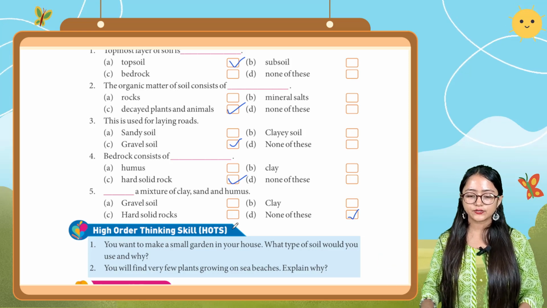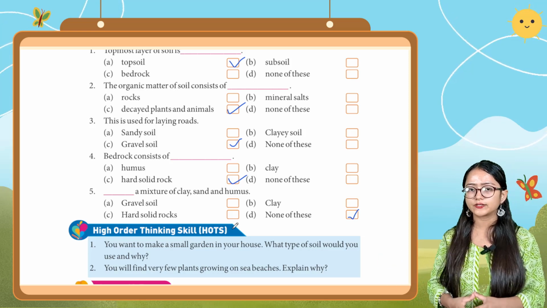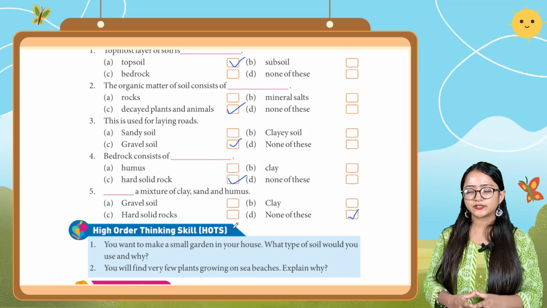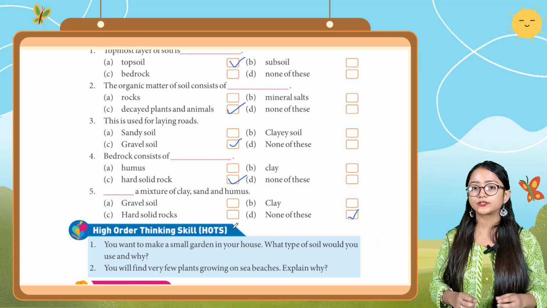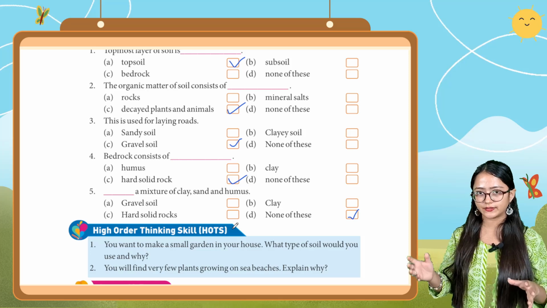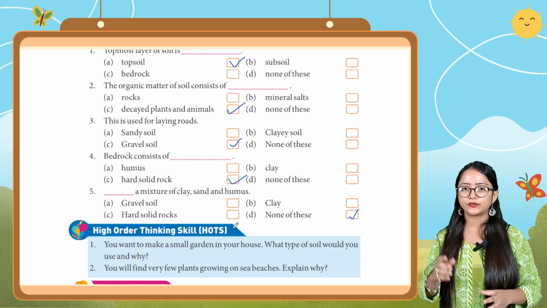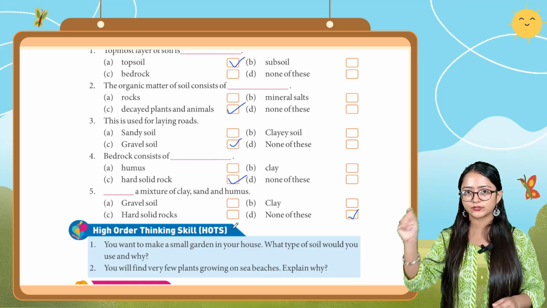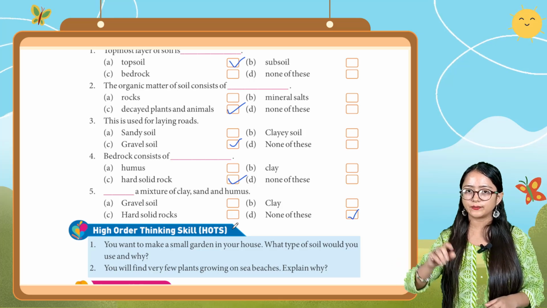If they have given loamy soil, then we can say that loamy soil is a mixture of clay, sand and humus. So students, I hope you understood this chapter, and make sure to go through this chapter and also practice the MCQ and fill in the blanks. And your homework is, you have to write down about the soil and types of soil, and you can make the diagram also.